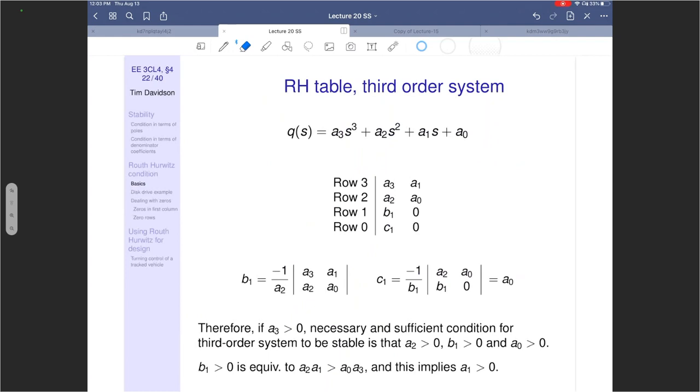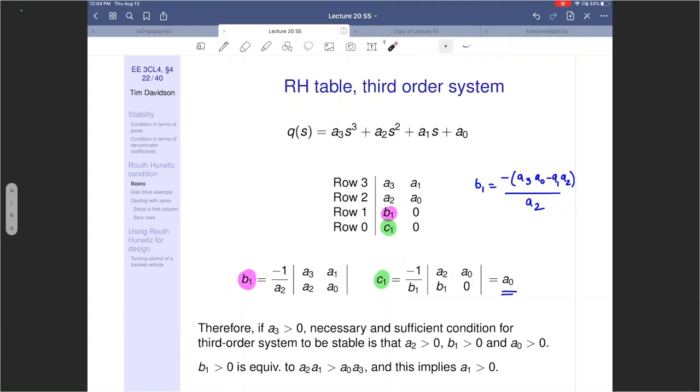Next, what if you have a cubic, a third order system for Q of S? In that case, we will evaluate B1 here and C1 here, right? B1 evaluated for this and C1 evaluated to fill in this. And what is B1? B1 evaluates to negative A3, A0 minus A1, A2 divided by A2, right? So you can plug in those values and then evaluate B1, and C1 turns out it is simply A0.